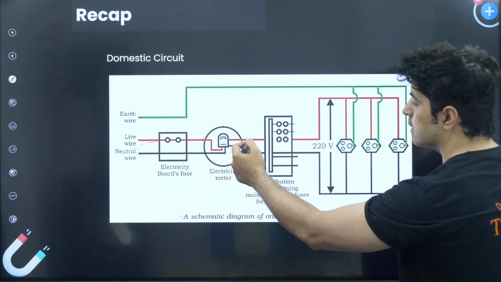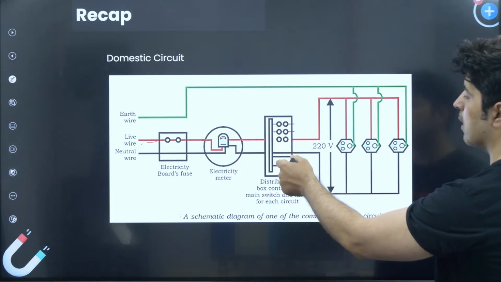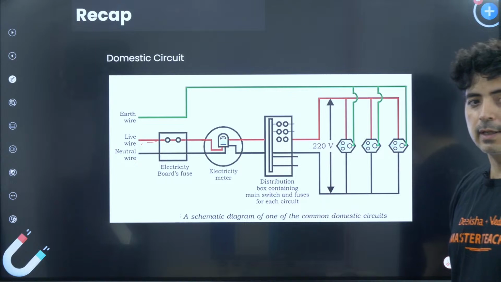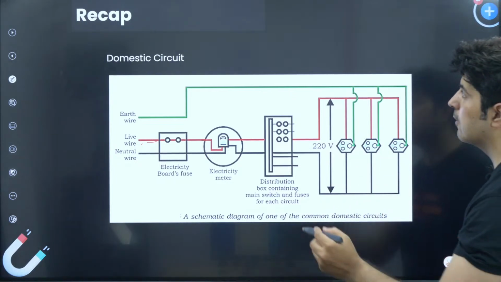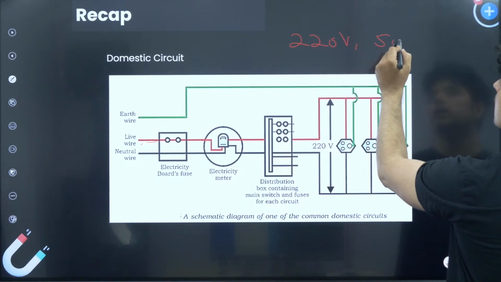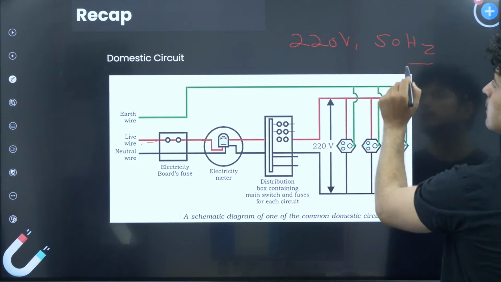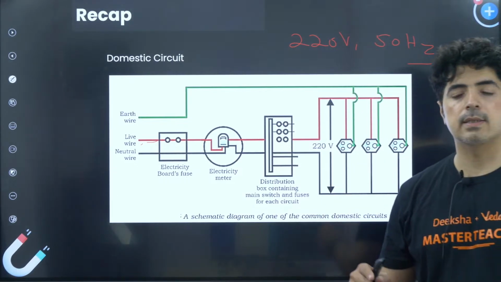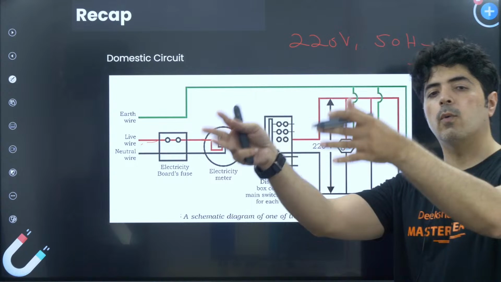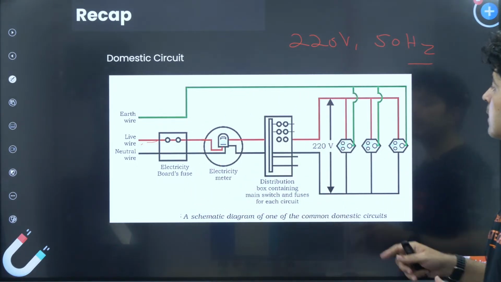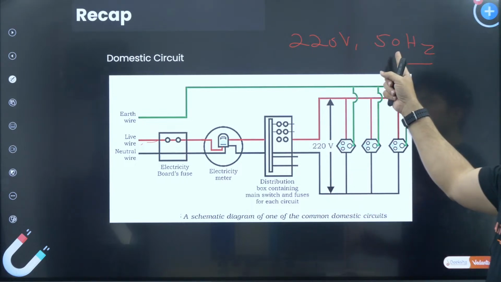Second, it passes through a meter, a distribution box, a main switch and all, and goes over there. What you need to notice is that in India we have 220 volt, 50 hertz. 50 hertz is the frequency of AC. 220 volt is what is given from the power station to our home. I hope it is absolutely clear. So 220 volt, 50 hertz.